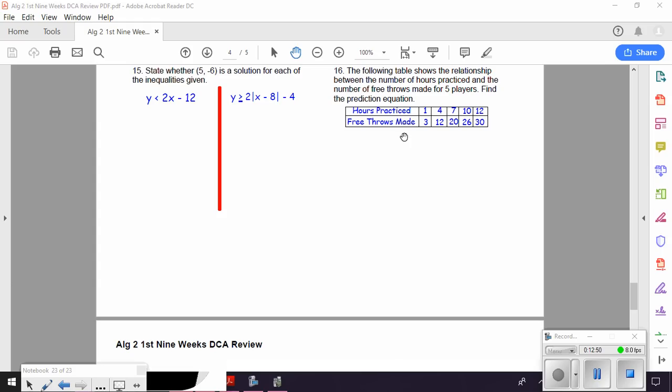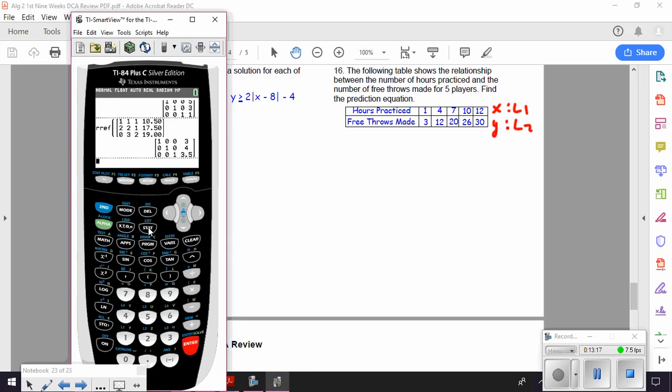16. The following table shows the relationship between the number of hours practiced and number of free throws made for 5 players. Find the prediction equation. So this is when we use our linear regression. The hours practiced is X, and we're going to put that in list 1. The free throws made was Y, and we're going to put it in list 2. So let's grab our calculator. Let's clear our list by hitting stat 4 for clear list, second 1 for list 1, comma, second 2 for list 2. Hit enter. We're done.